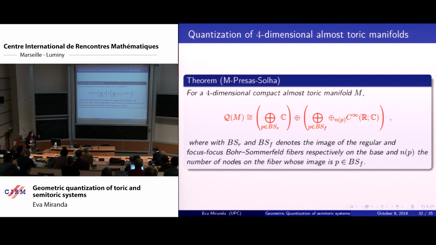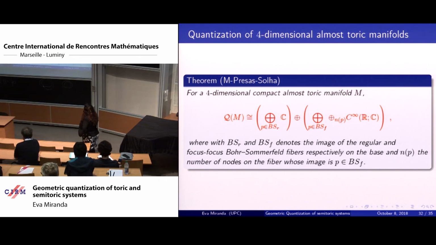And a key point of the computation is that in a neighborhood of a point, the cohomology vanishes, and for this I need to use the S1 action that I have here, this S1 action that I have in the neighborhood of a torus singularity. So let me look at the answer. The answer is that I have some regular Bohr-Sommerfeld leaves that survive, and then I have some contributions.